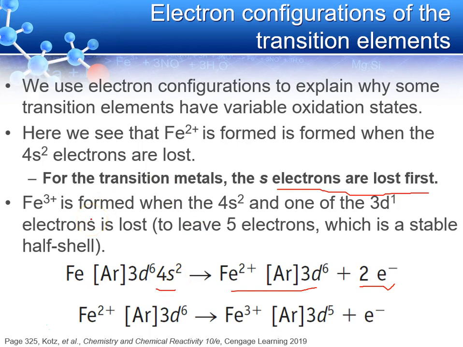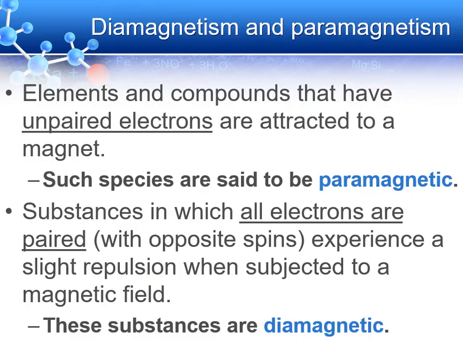To form Fe3+, you lose the 4s2 electrons and you have 3d6. If you lose 1 more, then you become 3d5, and 3d5 is half full. Remember, we learned before that full orbitals are stable, but half-full orbitals are stable too. So losing just 1 more gives you a 3d5, which is half full and stable.